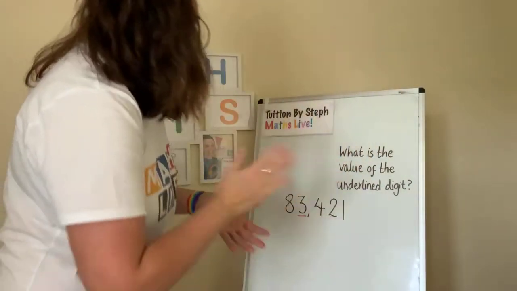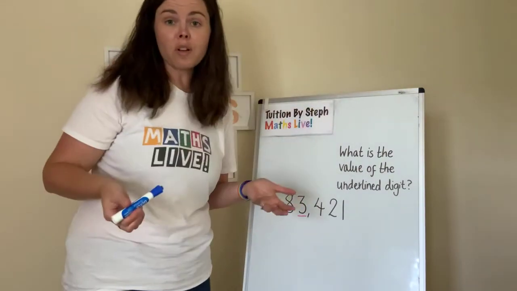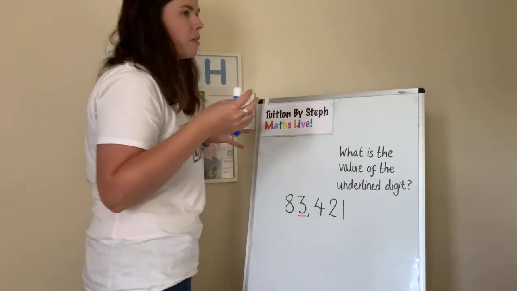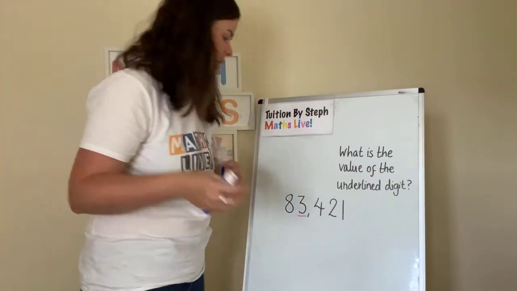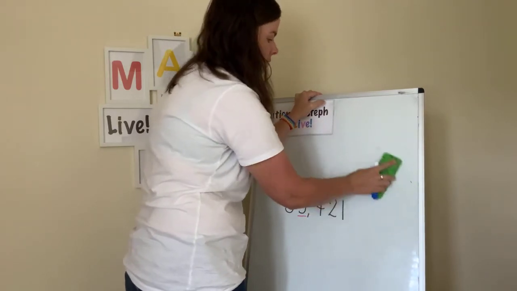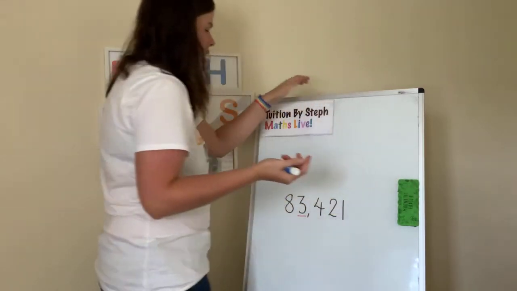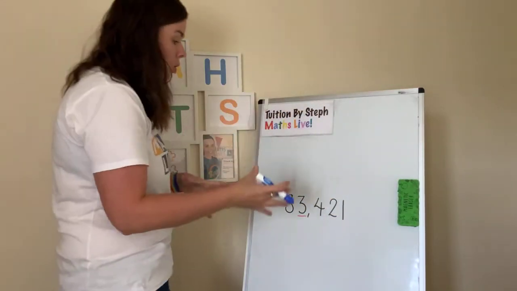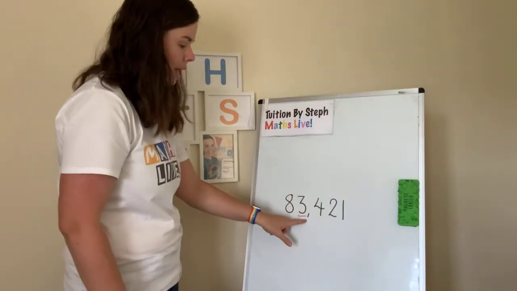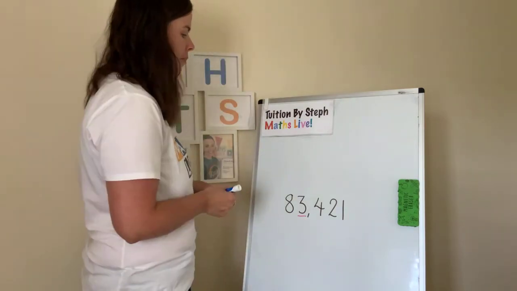Okay, so the value of the underlined digit. If you've not done this before, there's a very nice methodical way of working through this. Like I say, some of you might just go, oh, it's that. Great. But everyone starts at different points. So it's a whole number. We have a comma here. It's not a decimal point. So we know it's a positive integer. It's a whole number.